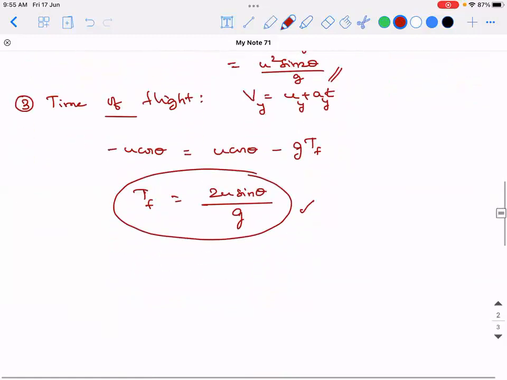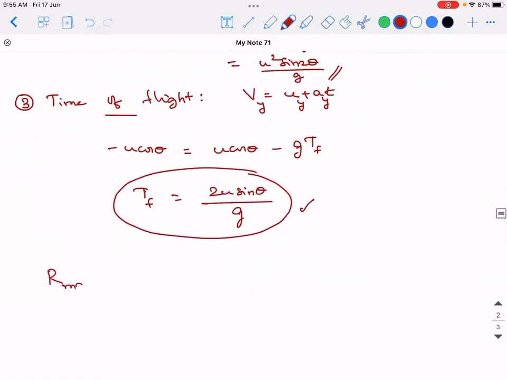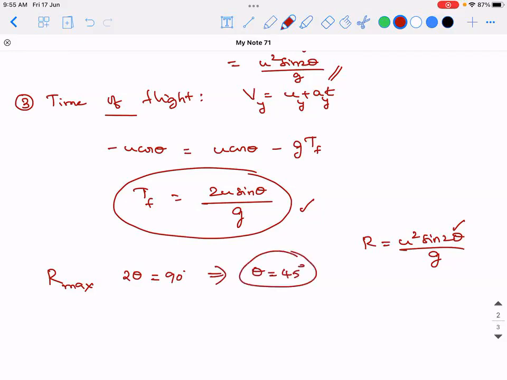Now, for the range to be maximum, you know the formula for range is u square sin 2 theta divided by g. So for range to be maximum, 2 theta should be equal to 90 degrees, which implies theta should be equal to 45 degrees. Means if you project an object obliquely with respect to the horizontal at an angle of 45 degrees.